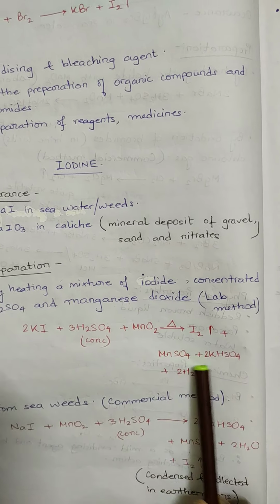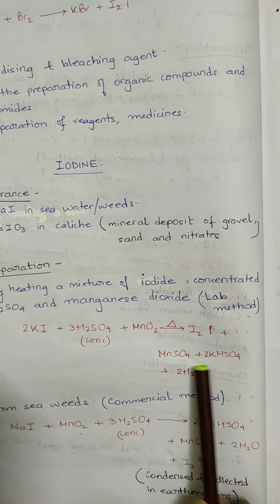Next is the preparation from caliche, that is sodium iodate. When it reacts with sodium bisulfite, it gives rise to sodium sulfate along with sodium bisulfate. See over here it's bisulfite and here it's bisulfate. So here that's the difference you need to be very careful about, along with water and iodine.